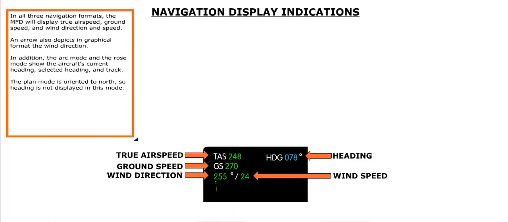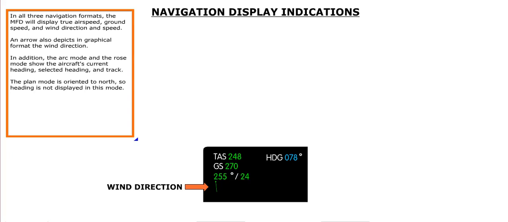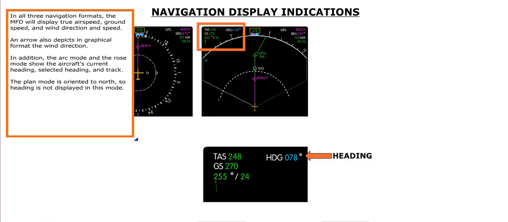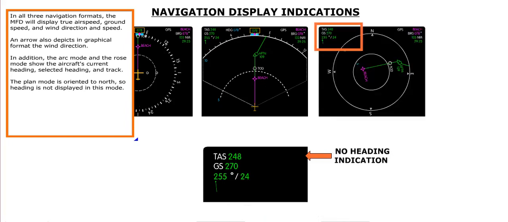In all three navigation formats, the MFD will display true airspeed, ground speed, and wind direction and speed. An arrow also depicts in graphical format the wind direction. In addition, the arc mode and the rose mode show the aircraft's current heading, selected heading, and track. The plan mode is oriented to north, so heading is not displayed in this mode.